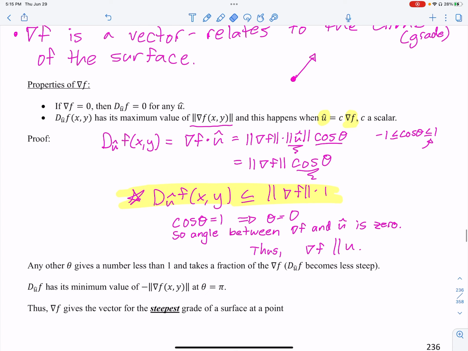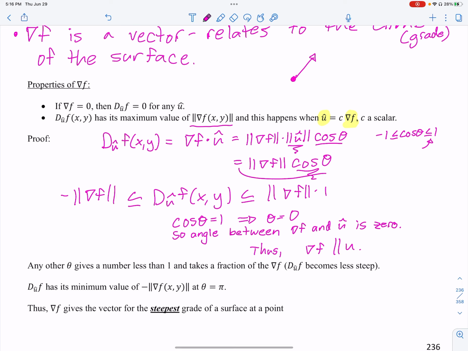And then the second part said this happens when they're running in the same direction. And that proves our point, right? That it is the max when we are going along the gradient. That was that second point. The first point is the slope is the magnitude. The second point is it happens in the direction of the gradient. What's great about that is if that gives you your biggest value, then our smallest value is going to be the negative of the gradient of f.